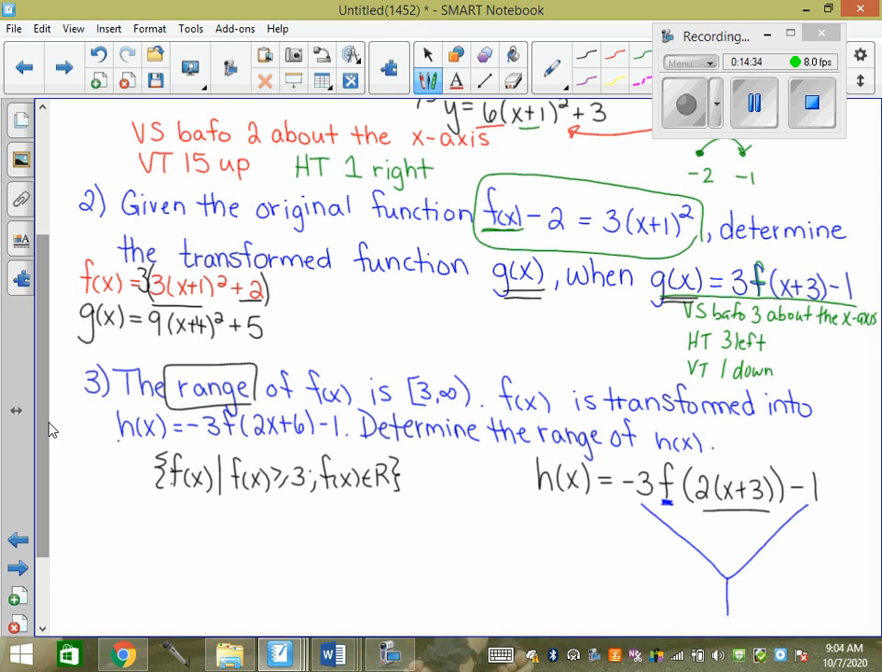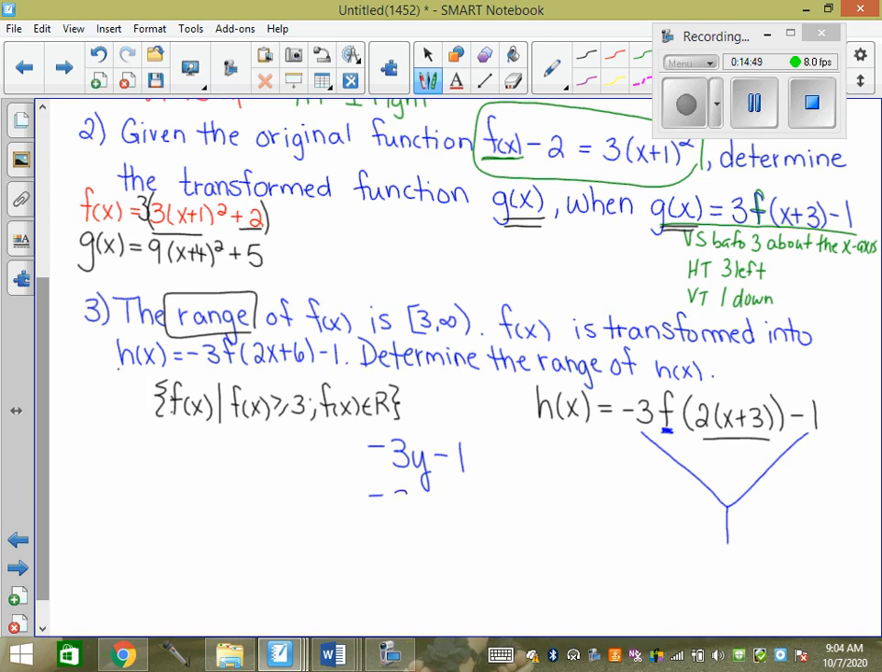So if I wanted to do my mapping for that, I would take my y, multiply it by negative 3, and subtract 1. That's what I'm going to do to my y. Do you agree? The only y I have is this number 3. So I'm going to go negative 3 times 3 minus 1, and I go negative 9 minus 1. And I say, oh, my new number is negative 10. Awesome. So my range is negative 10 to infinity. Perfect.